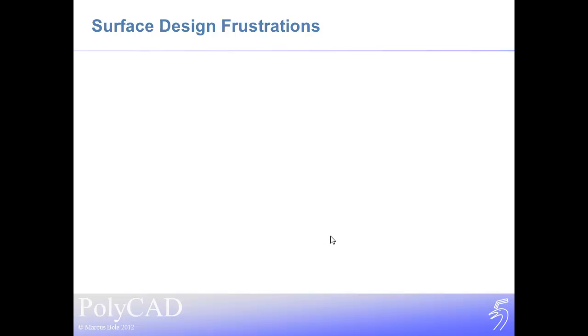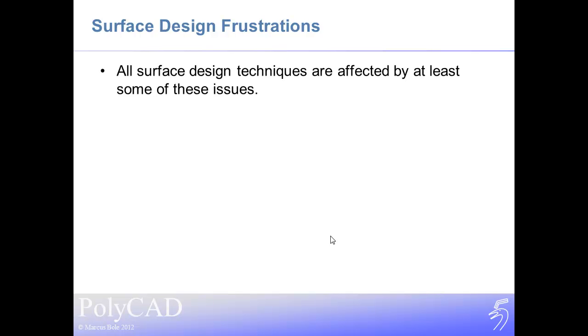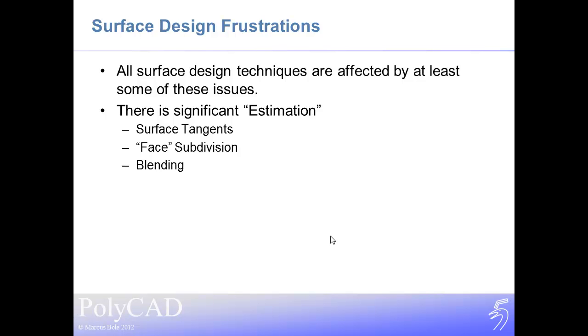Because of these challenges, the users themselves will face quite a few frustrations. I mean, all of the surface design techniques are affected by at least some of these issues. There's no one technique where we can get 100% effectiveness. And because of the significant estimation that needs to go on in the surface itself, generating the surface tangents, dealing with the subdivision of faces and the blending process, we can often achieve many surfaces that are slightly warped, and because it's down to the mathematical mechanism, it can be quite challenging to resolve these effects.